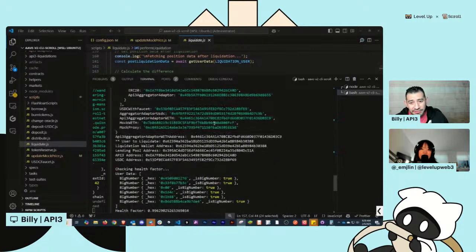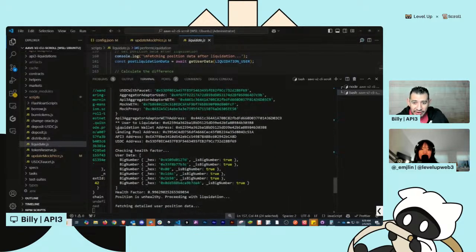And this is all, again, all on here. So we have the liquidation wallet here. The user to liquidate is this wallet address. I just double logged it here for some reason. These are all the contracts that I'm using. This is the lending pool that I'm interacting with, that lending pool contract. These are the tokens, making sure that those tokens are correct. Like if you pop in the wrong tokens, you can verify it here.